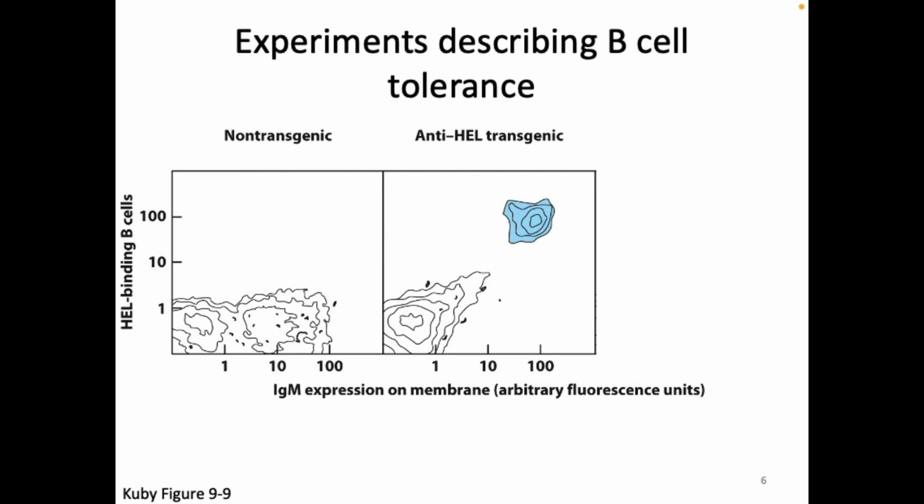Before I go to the next slide, which is actually their data of what they saw, I have one other thing that I have to tell you about their experiment. When they did this experiment, they actually made the HEL antigen mouse, the mouse that makes the antigen, in two different ways. So one way that they made it is where the HEL antigen was on the surface of cells. It was a transmembrane protein.